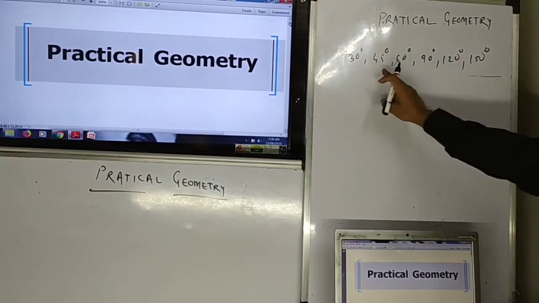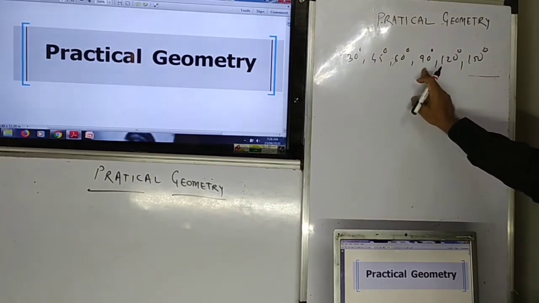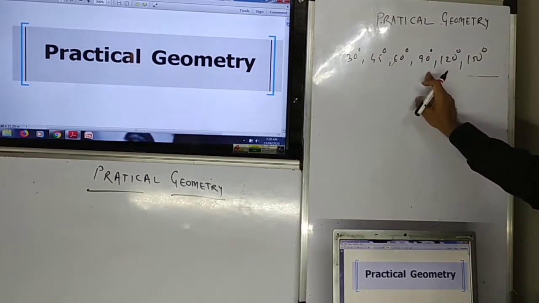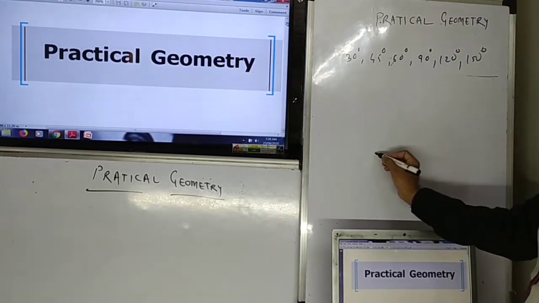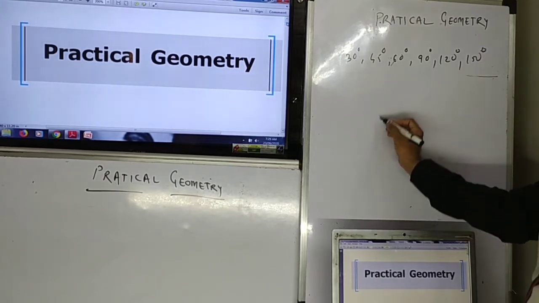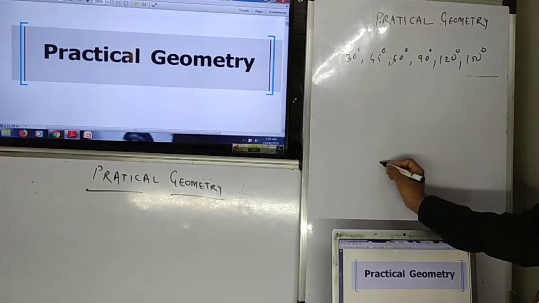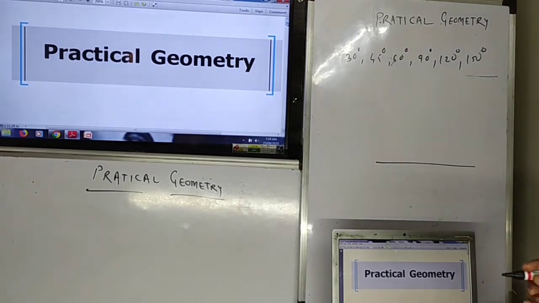Now how to draw this 45 degree? To get 45 degree, first of all we have to draw this 90 degree. 90 degree can be drawn in two different ways. One way is to draw the perpendicular bisector, and another way is by just using the angle method.